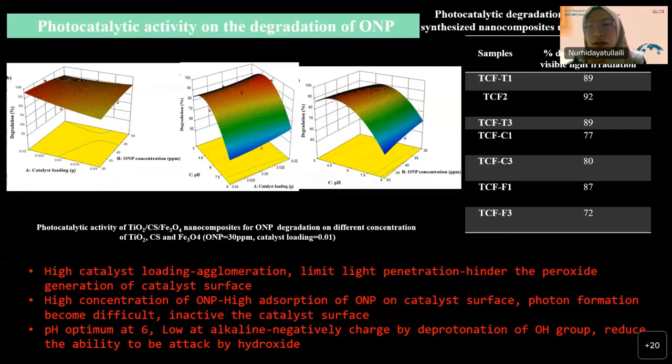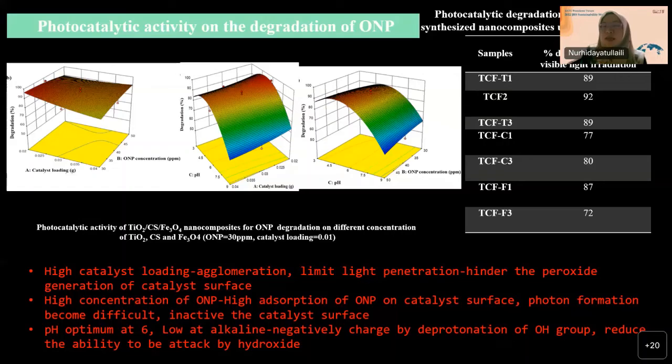And because of that, when we introduce more water pollutant nitrophenol, the high absorption of nitrophenol on the catalyst surface will increase, and then it will achieve the saturated or equivalent stage, whereby the photon formation becomes difficult and consequently deactivates the catalyst surface.